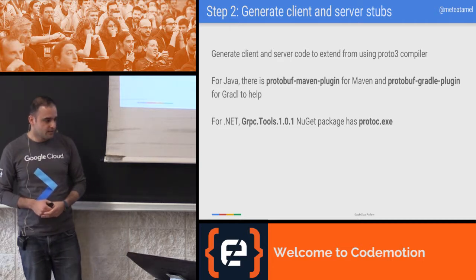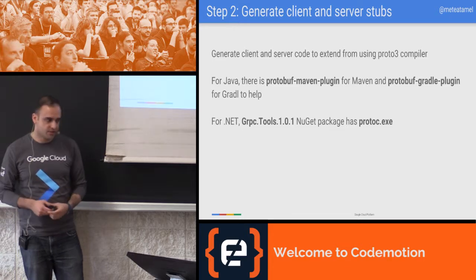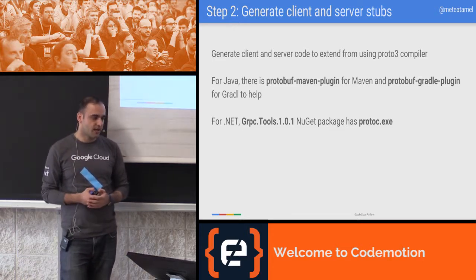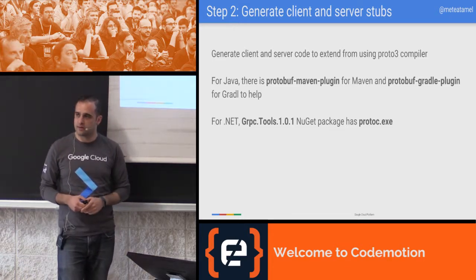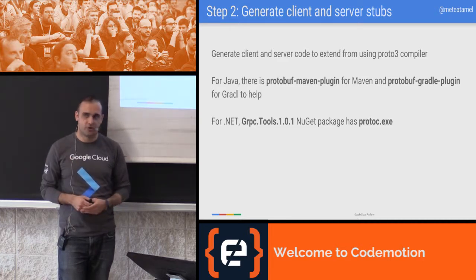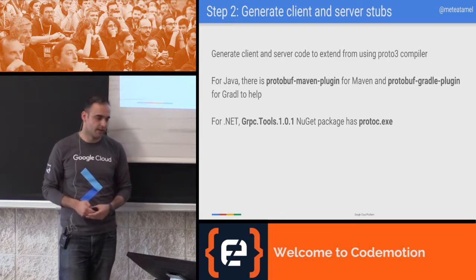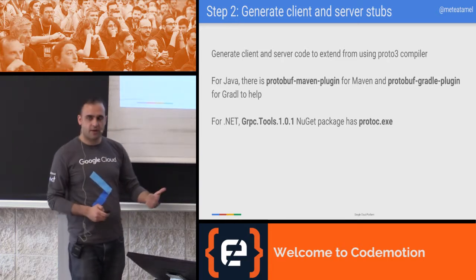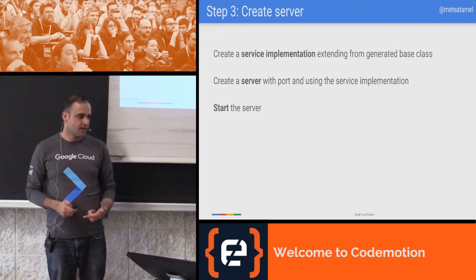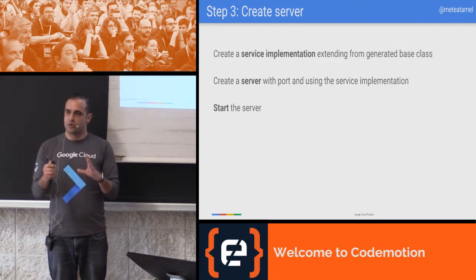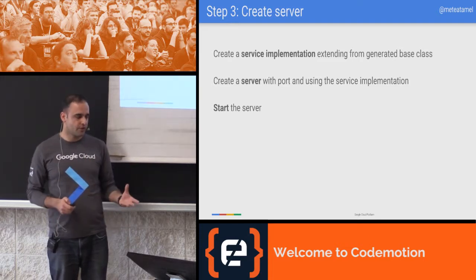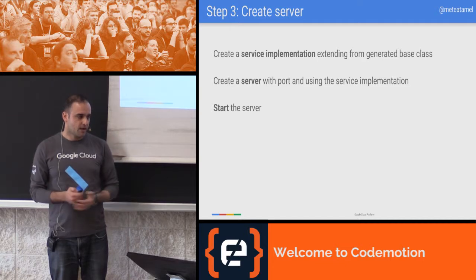If you are a .NET person, there's something called the Grpc.Tools NuGet package that you can install, and that comes with the protoc compiler. You just point the protoc compiler to your proto service definition, and from there you get all the code that you need. So we have our service definition, we have our stubs. Now you actually need to create your own logic. First, you need to create a server.